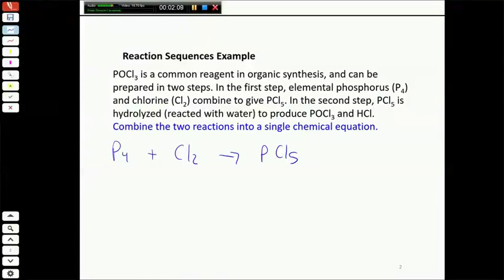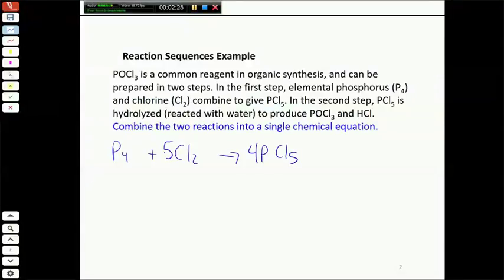We need to make sure it's balanced. And so we have 4 phosphoruses on the reactant side, so we're going to put a coefficient of 4 there on the products, and then we need to have 5 Cl2s to balance chlorine. So that's the first balanced chemical equation, the combination of P4 with Cl2.